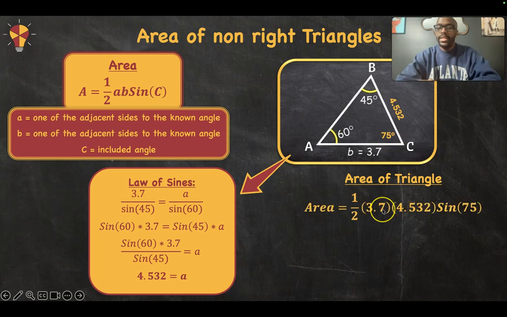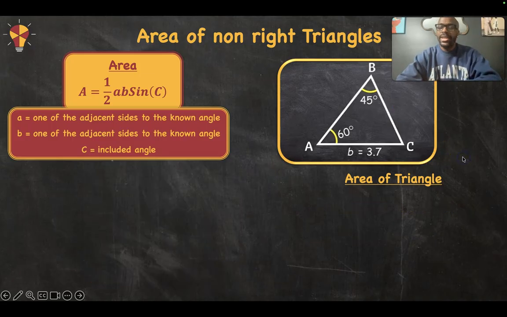So then we go ahead and plug that into our formula, and we will get our final answer of the area being 8.099. Once again, we use sine 75 because that's the angle in between the two sides that are known. So let's say we look at this same problem, and you said, you know what, I'm going to find this side first. That's fine.